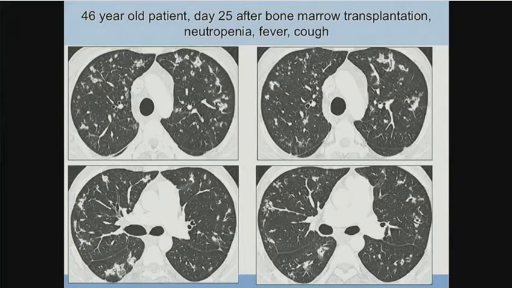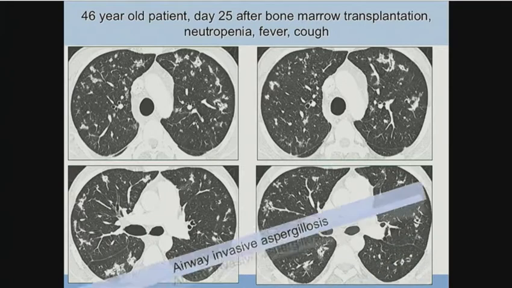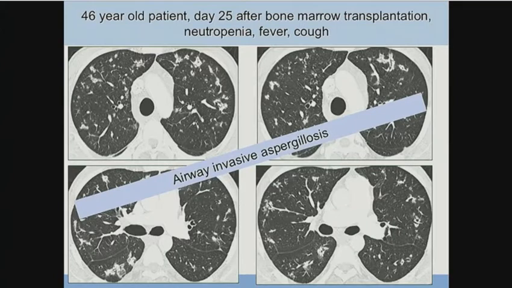Here's another patient, a 46-year-old on day 25 after bone marrow transplantation, presenting with neutropenia, fever and cough. Also this patient has peribronchovascular lesion distribution. Look at this lesion here. All these lesions grow around the bronchus or the bronchovascular bundle. Now with this clinical history and symptomatology, this is more likely to represent airway invasive aspergillosis, which is one of the differential diagnoses in patients with peribronchovascular lesion distribution.